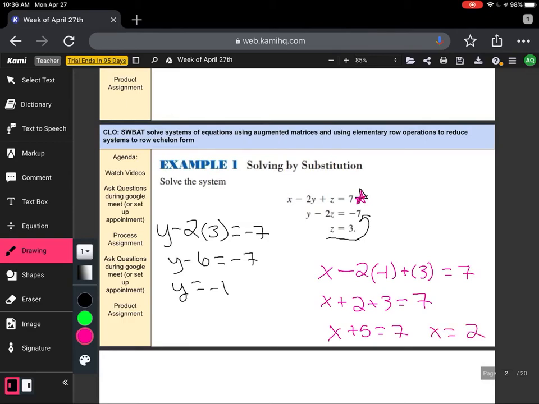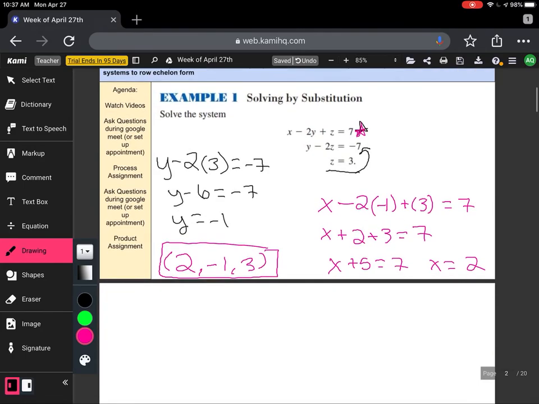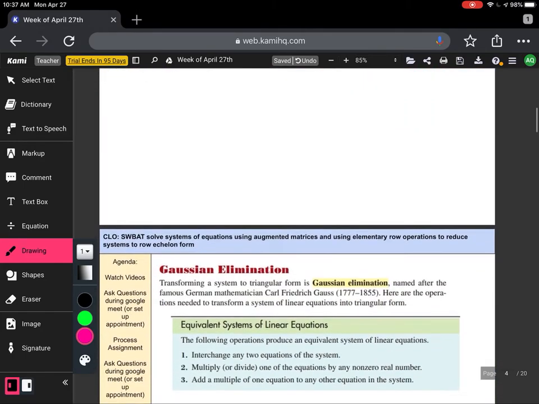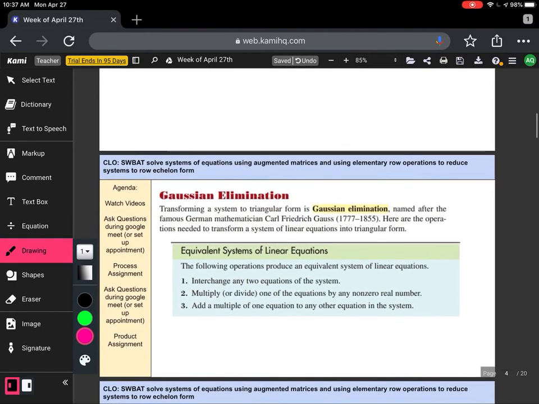Super important for you guys when you're answering these things on the Schoology quizzes. I don't actually know what they're called. It's not an ordered pair because it's not a pair, but we write it in alphabetical order. So our answer would be 2, negative 1, 3. That is the solution, the x, y, z values that make all three of these equations true. So that's just solving systems.